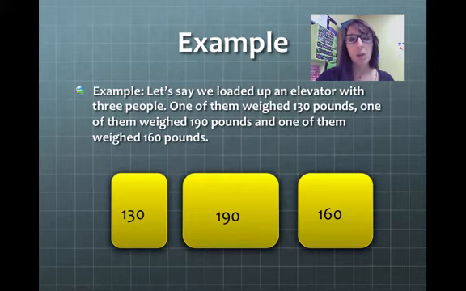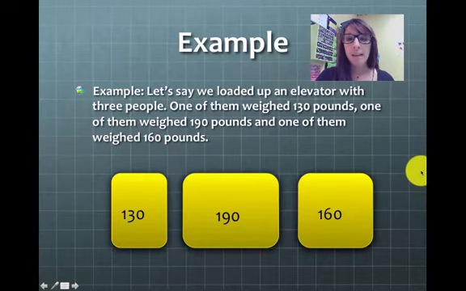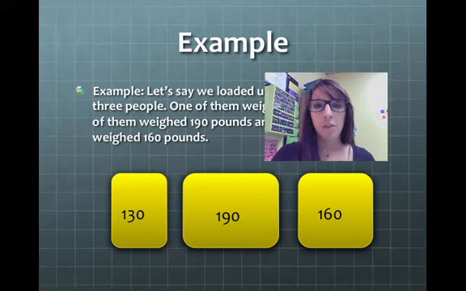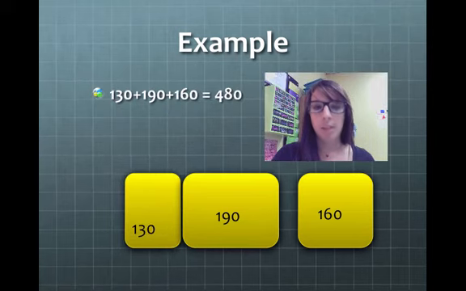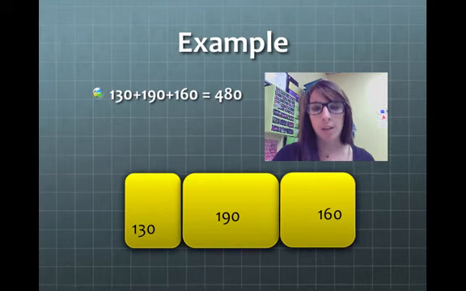So let's say we loaded up an elevator with 3 people. One person weighs 130 pounds. This is my person here weighing 130. One person weighs 190, and one person weighs 160. To find the average weight of all the people on the elevator, the first thing we do is add up 130 plus 190 plus 160.